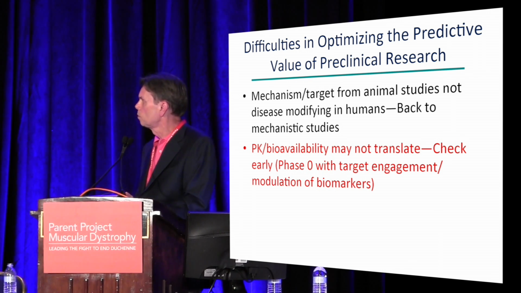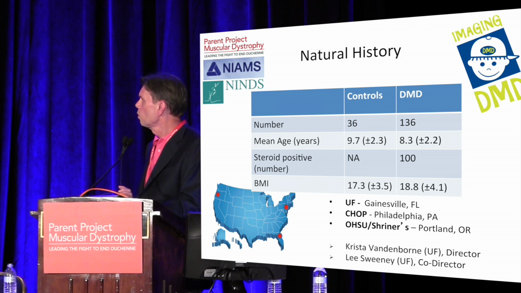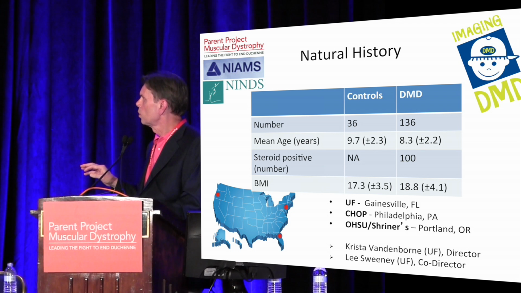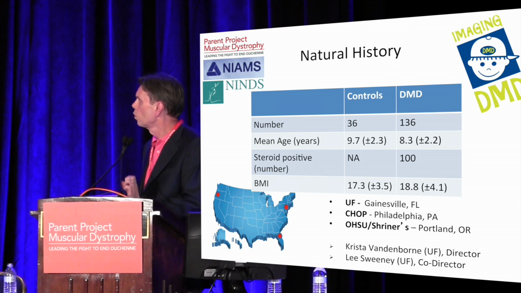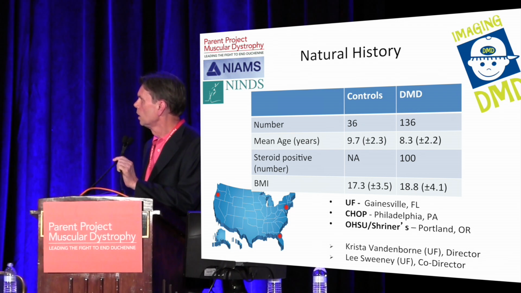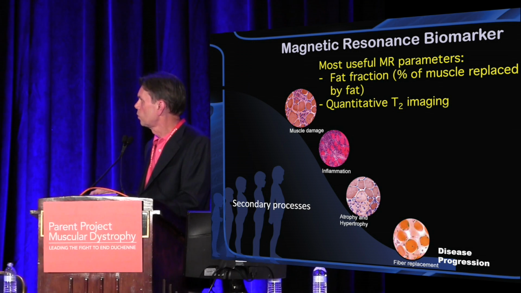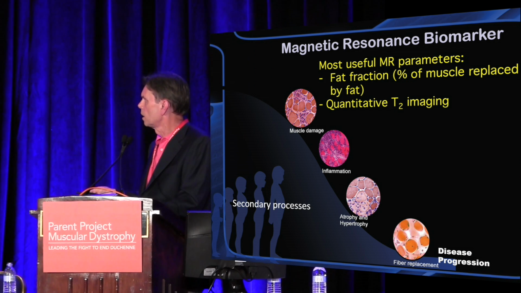And this has been another area that PPMD has really helped us invest in. In Florida, for over 10 years now, we've worked on this project looking at the natural history of Duchenne by following the patients not only with measuring functional outcomes, but also with MRI in order to try to develop MRI as a biomarker. But in some ways, I consider it more than a biomarker because it's really looking at the status of the muscle, the health of the muscle. So you can follow the progression of the disease by MRI without the help of biopsies.